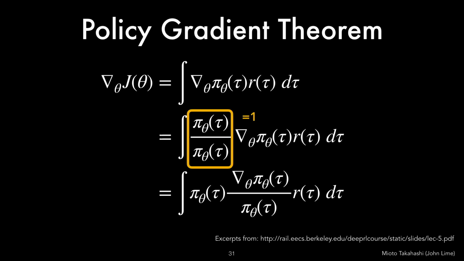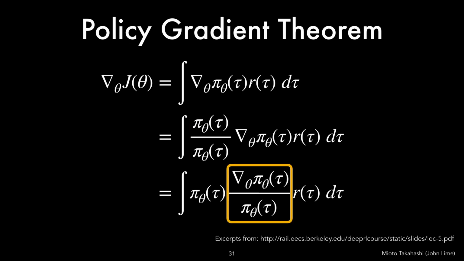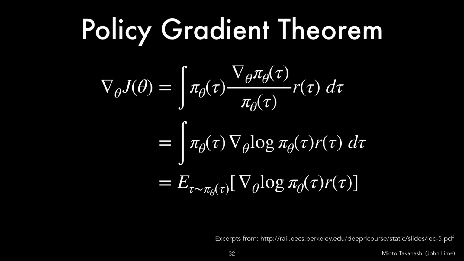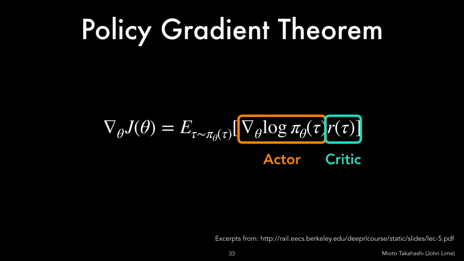If we multiply this by the fraction of policy over policy, which is equivalent to 1, we get the form nabla theta pi theta of tau over pi theta of tau. If you remember your calculus, the derivative of a logarithmic equation is equivalent to the derivative of its content over its content. Now we can see that we have effectively expressed the gradient of the objective function with merely the gradient of log policy and reward of the trajectory.